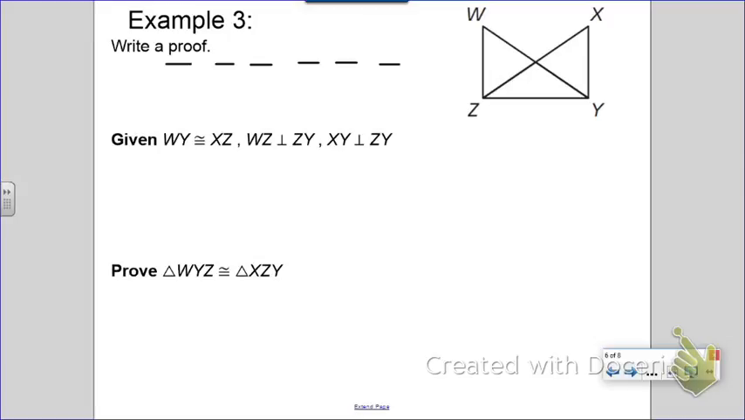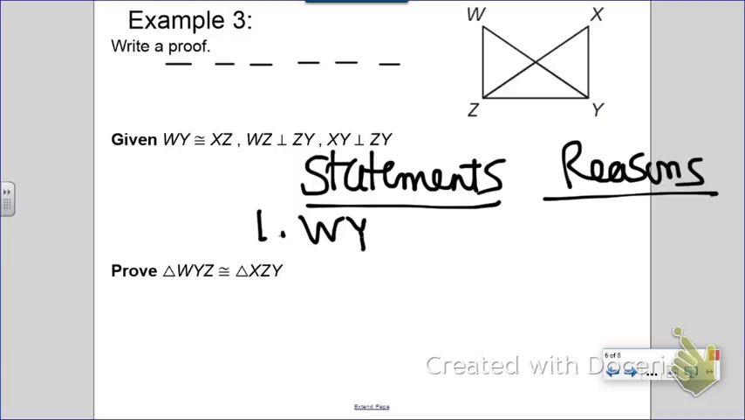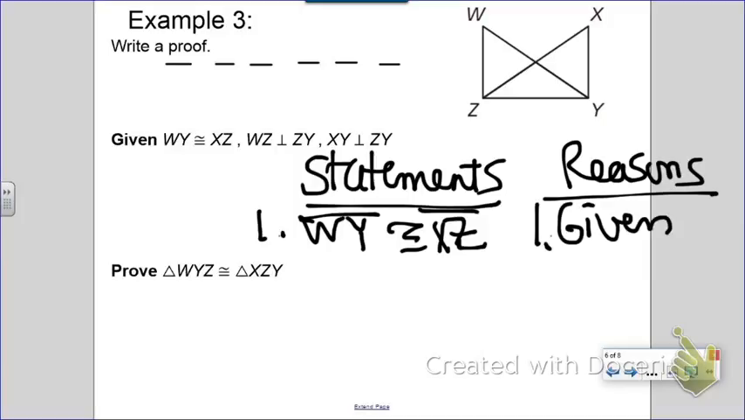So in our next one, given our segments are all congruent, we're going to prove that the triangles are congruent. So we're going to, again, write our two columns, our statements and reasons. We'll start with our first given, WY is congruent to XZ, and that's given. I'll mark it on the drawing.